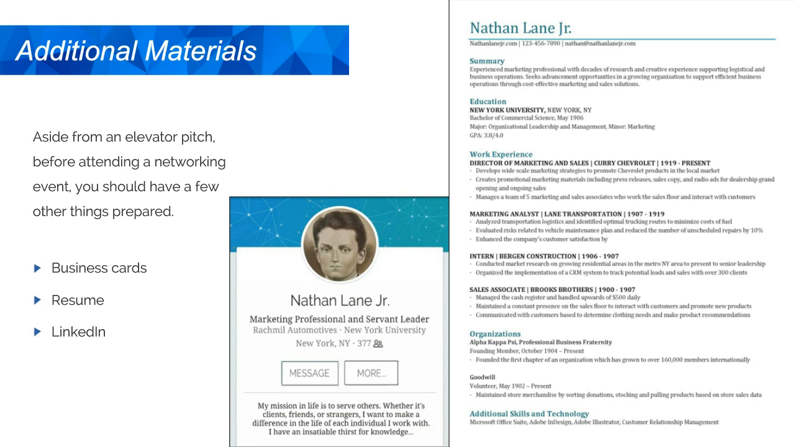Resume. You're not using a resume at a networking event, but it sure doesn't hurt to have it handy, because somebody may say, give me your resume. So be sure you got a nice, tight, well-prepared resume. You want to be carrying those around all the time. You never know who's asking for them. But most of the time in networking events, they're not going to want your resume. They're going to want the business card and then follow up. But have the resume by all means.